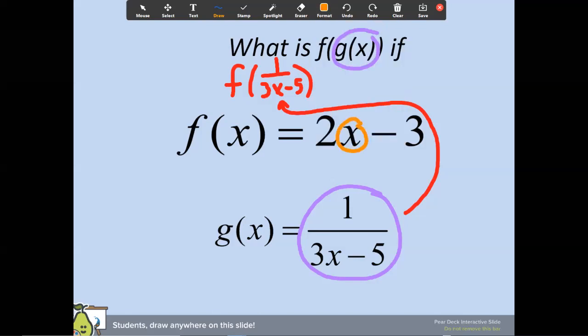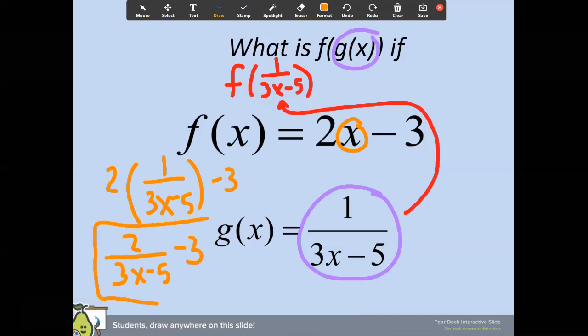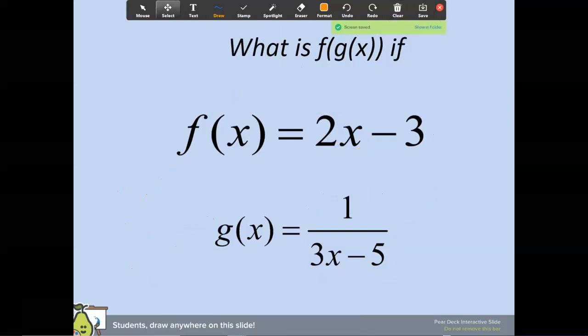in this equation. Okay, so I am going to be finding 2 times 1 over 3x minus 5 minus 3. When I'm multiplying that, the 2 is going to multiply on top, so I get 2 over 3x minus 5 minus 3. That is my answer. Just leave it like that. Okay, don't need to try to get it into a single fraction. Okay, next problem.